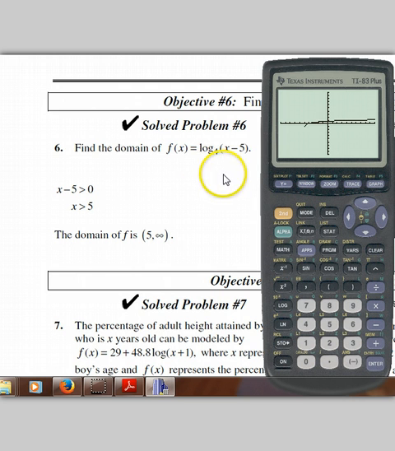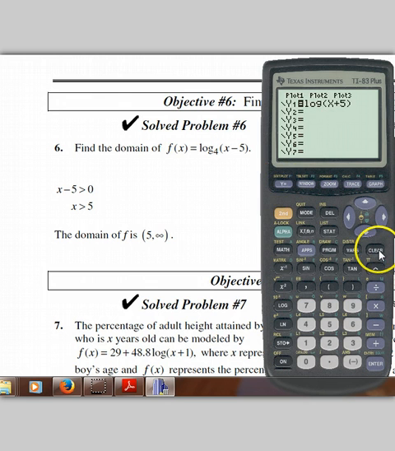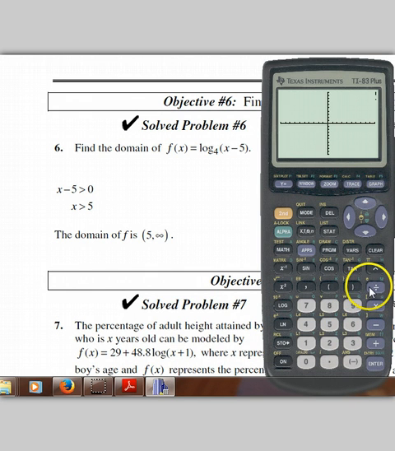If I'm trying to find the domain of log x minus 5 to the base 4, I would simply go ahead and graph log x minus 5. Even though it's to the base 10, the graph would look the same, so I'm going to graph it. And I see that the graph starts from 5 going all the way up to infinity. So the domain would be 5 to infinity.